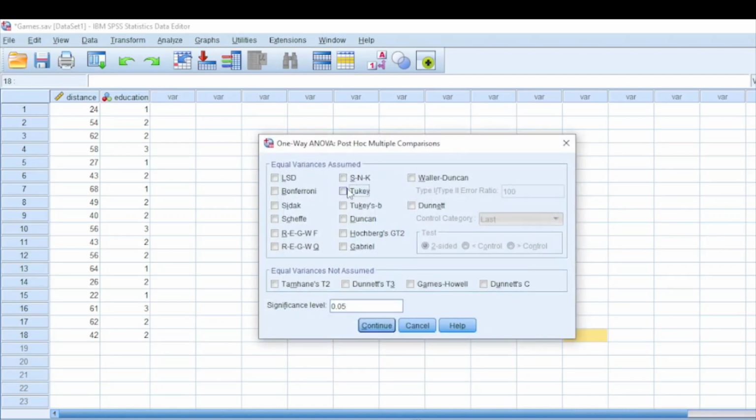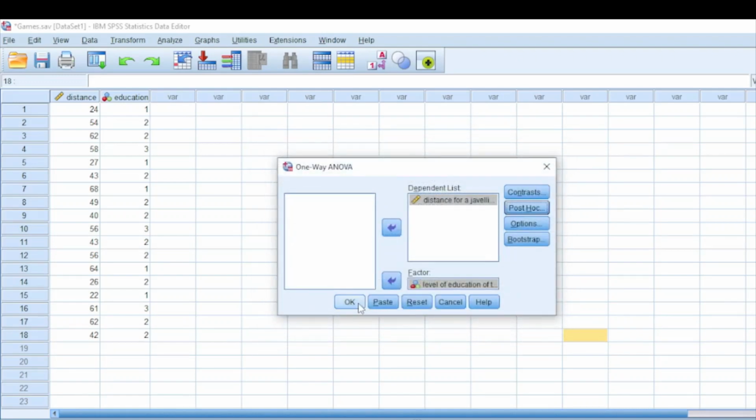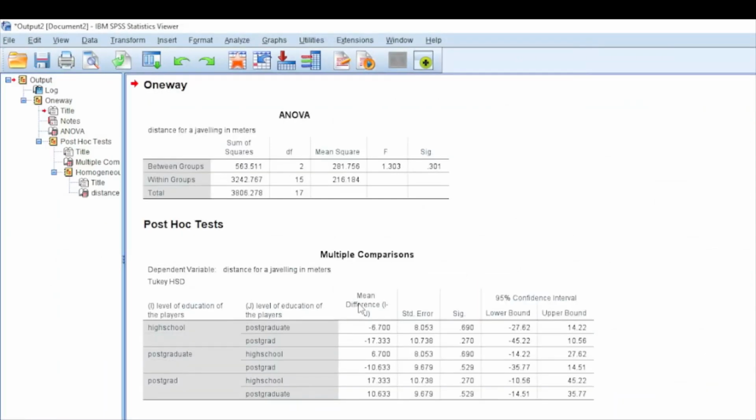And in one-way ANOVA in SPSS, we usually assume equal variances by Tukey. You just select Tukey and then click Continue and then click OK. So the task has been done for us by SPSS. So in order to arrive at a conclusion, the one important thing I can advise you to look at first is this significance, which is here.